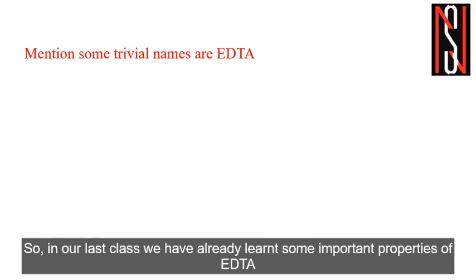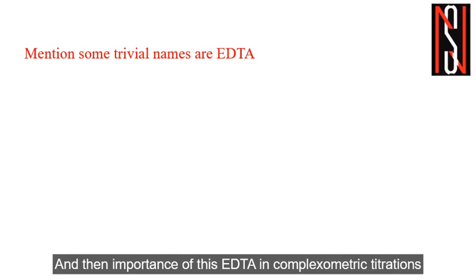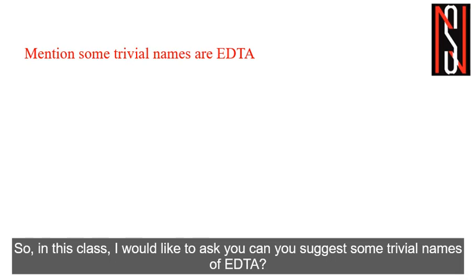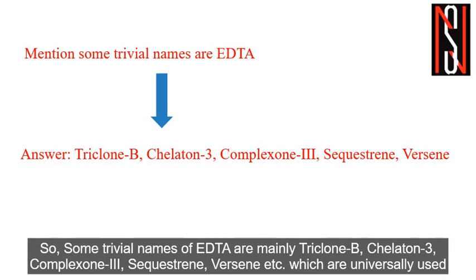So in our last class we have already learned some different properties of EDTA, why EDTA is mostly used as a chelating agent in different complexometric titrations, and the importance of EDTA in complexometric titrations. So in this class I would like to ask you, can you suggest some trivial names of EDTA? Okay, so some trivial names of EDTA are mainly Trilon B, Chelaton 3, Complexone 3, Sequestrene, Versene, etc. And these kinds of names are universally used.